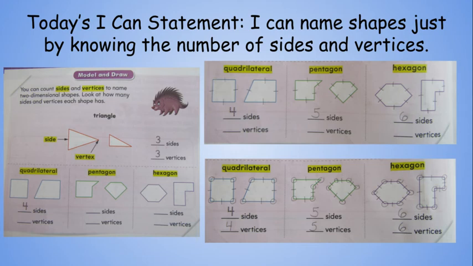Though we do know some names of some special quadrilaterals, like a square or a rectangle, a trapezoid, a parallelogram, or a rhombus. All shapes that have 5 sides or 5 vertices are called pentagons, and all shapes with 6 sides or 6 vertices are called hexagons. Do you notice a pattern? However many sides a shape has is the same number of vertices it will have.